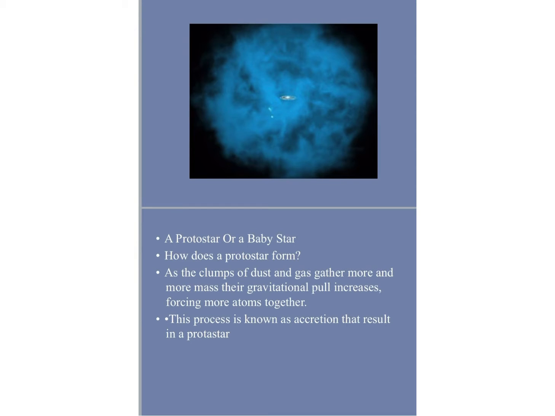A protostar, or a baby star. How does the protostar form? As the clumps of dust and gas gather more and more mass, their gravitational pull increases, forcing more atoms together. This process is known as accretion that results in a protostar.